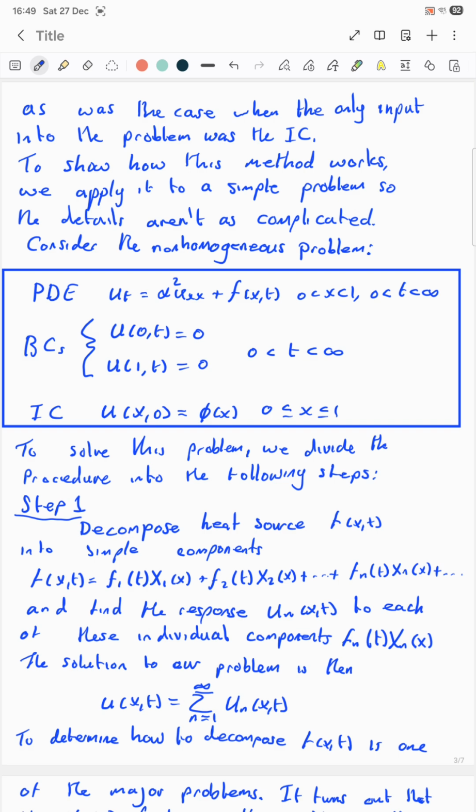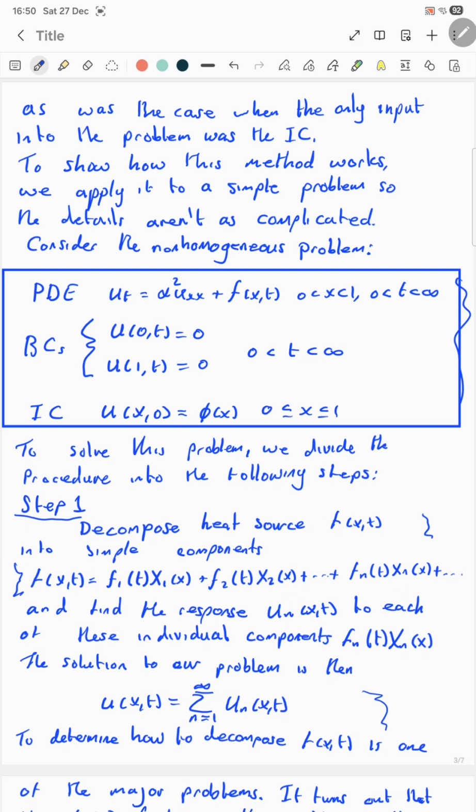Now, to show how this method works, we apply it to a simple problem so that the details aren't as complicated. Now consider the non-homogeneous problem given here in the box. To solve this problem, we divide the procedure into the following steps. Step 1, decompose heat source f of x of t into simple components, i.e. given here, and find the response u n of x of t to each of these individual components, f n of t, X n of x. So the solution to our problem is then given here.